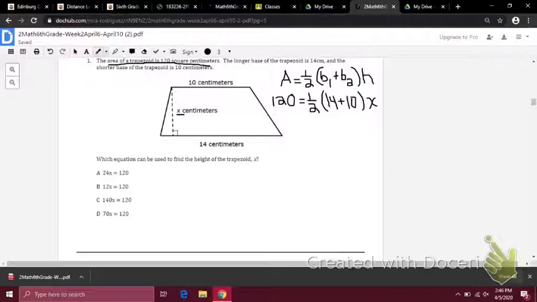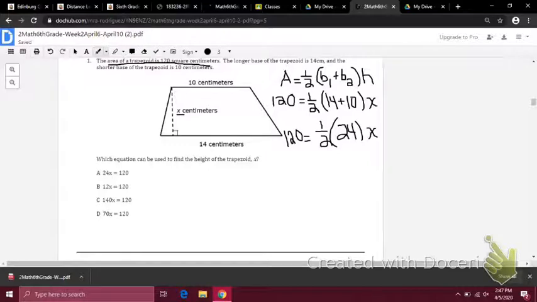Now we're going to start solving. In your order of operations, you do your parentheses first. So 14 plus 10 is 24. Bring down your x because we still don't know the value there. Bring down your 1/2, equals, bring down your 120. And then all you do is multiply.